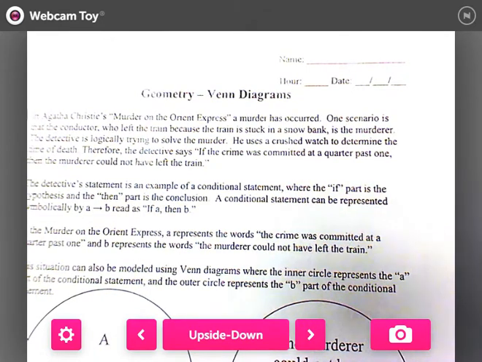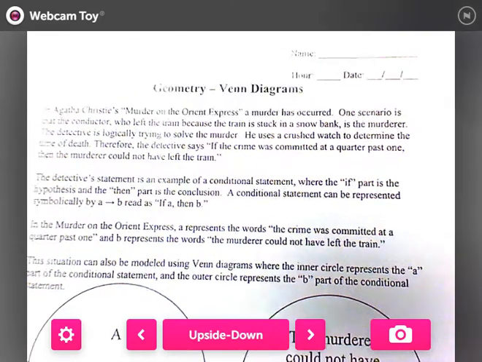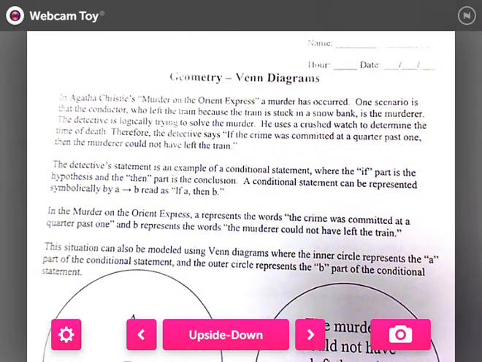Okay. In Agatha Christie's Murder on the Orient Express, they made this into a movie too. A murder has occurred. One scenario is that the conductor, who left the train because the train is stuck in a snowbank, is the murderer. The detective is logically trying to solve the murder. He uses a crushed watch to determine the time of death. Therefore, the detective says, if the crime was committed at 1:15, then the murderer could not have left the train.